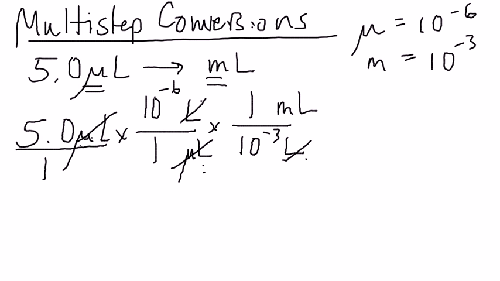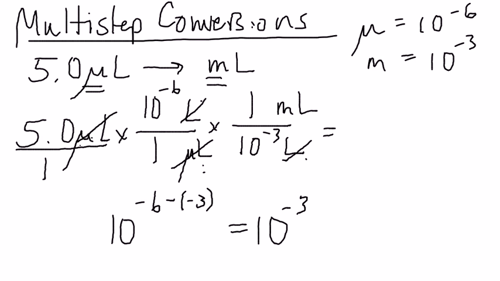10 to the negative 6 divided by 10 to the negative 3. When we deal with powers of 10 and we divide, we subtract their exponents. 10 to the negative 6 minus a negative 3 becomes 10 to the negative 3. So our answer is 5.0 times 10 to the negative 3 milliliters.